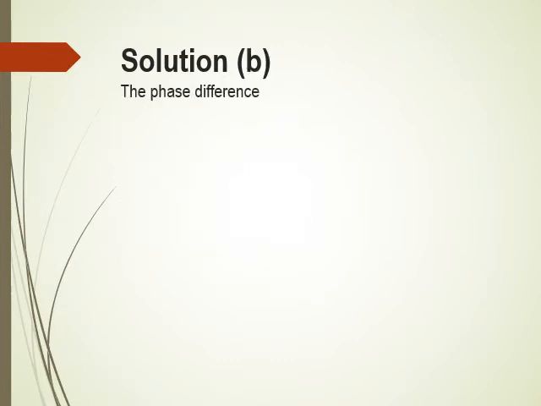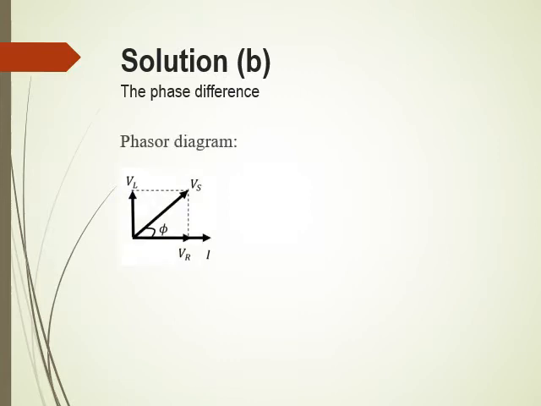Question B. Calculate the phase difference between the applied voltage and the current. Now let's have a look at the phasor diagram. This is a phasor diagram for an RL circuit, where VR is lying on the X component and VL is lying on the Y component. And the resultant is Vs, which is our applied voltage. And if you look, I is lying on the X component. It is in phase with VR. The angle between Vs and I, we call it the phase angle. So the phase angle right here, okay, this is the location of the phase angle.